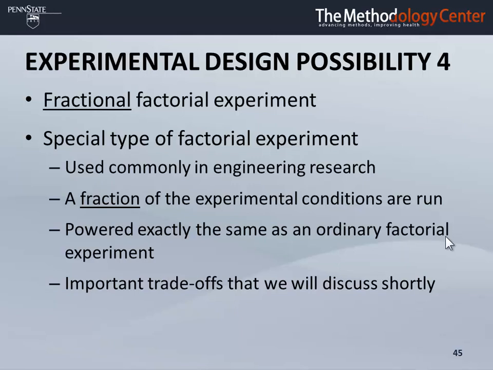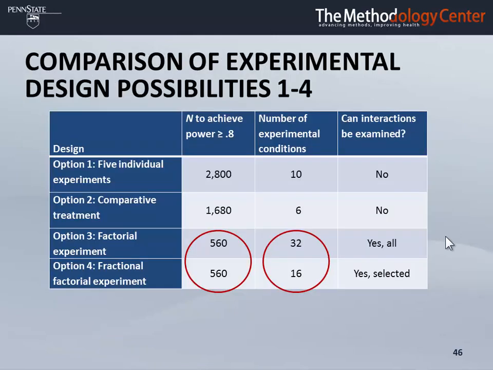A fractional factorial experiment is powered exactly the same. It uses the same number of subjects overall as an ordinary factorial experiment, but it just has fewer experimental conditions. So there'll be more subjects per condition because the overall N is the same. But there are some important trade-offs that I want to make you aware of. So we ended up settling on this fourth option that required 560 subjects to power, but only required 16 experimental conditions. And that was a substantial savings. And we can look at interactions, but not all of them.